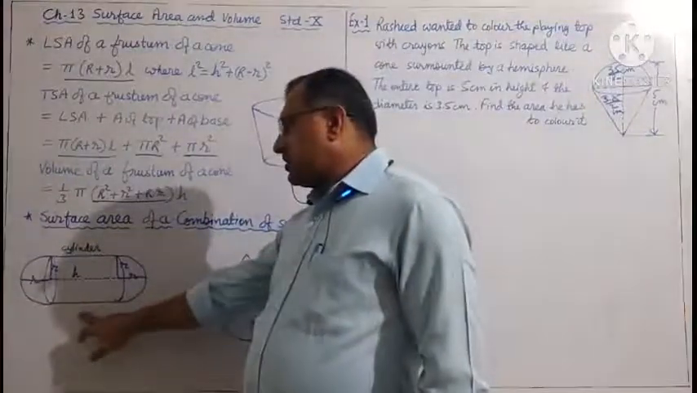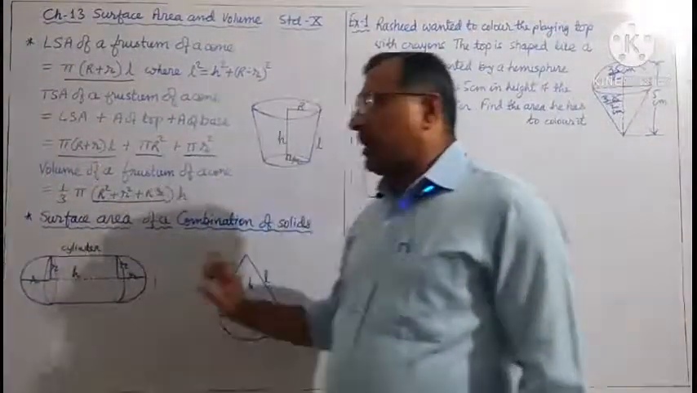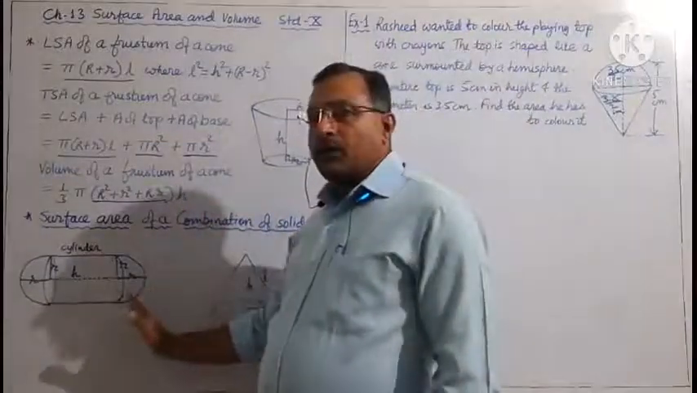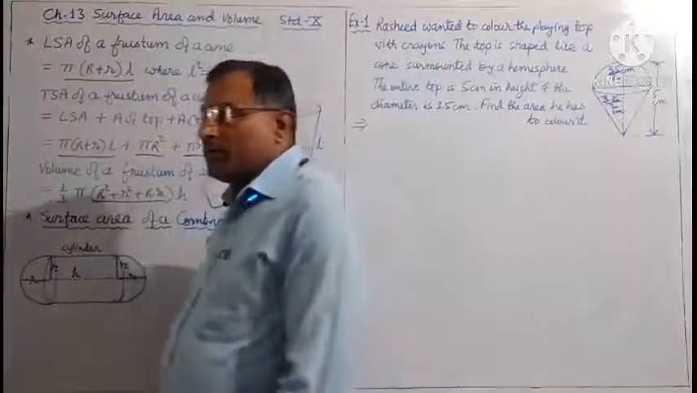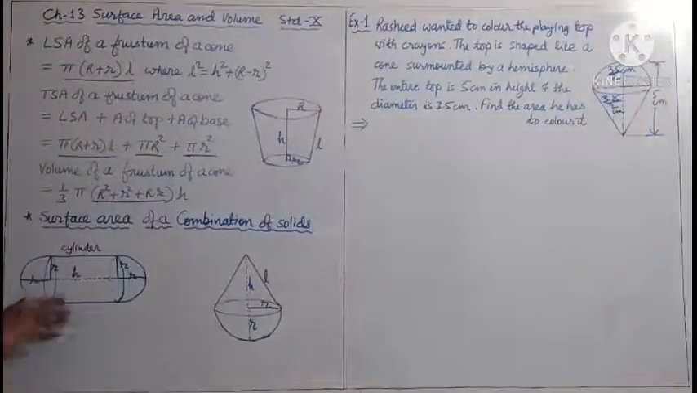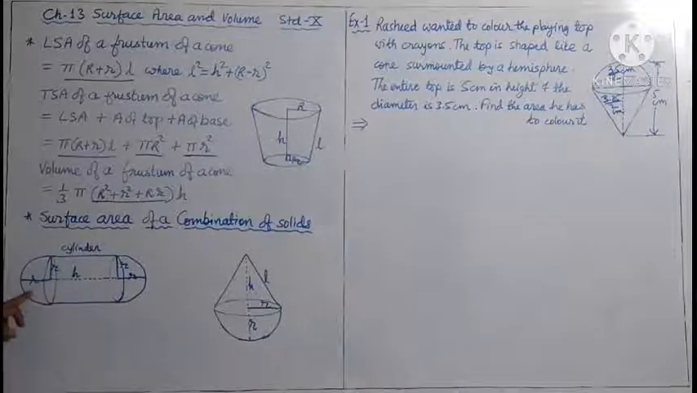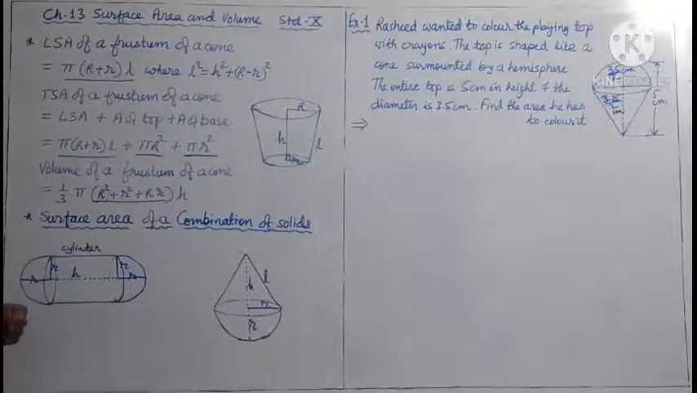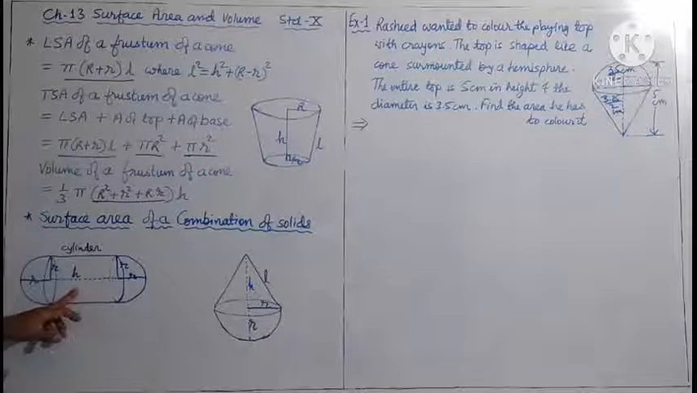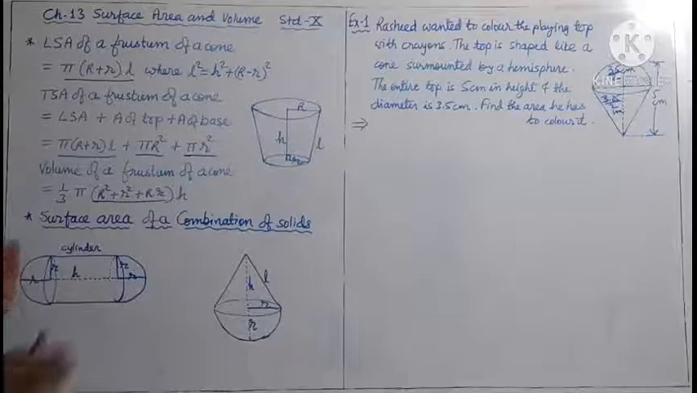Here you can see there is a cylinder having two hemispherical ends. Instead of circular ends, there are hemispherical ends. So whenever we want the curved surface area, we have to find the curved surface area of the cylinder plus the curved surface area of this hemisphere plus the curved surface area of this hemisphere. But whenever total surface area is asked, we have to find the curved surface area of the cylinder and the surface area of these two hemispherical ends instead of circular ends.